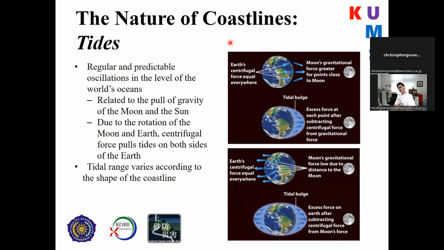And then when you look at it at a smaller scale, you realize that actually the coastlines are not regular either. Those coastlines are changing over time. And for those coastlines, one of the reasons behind it is the tides. The tides are regular and predictable oscillations in the sea level of the world ocean. They are related to the pull of gravity of the moon and the sun due to the rotation of the moon and the earth. They create a centrifugal force that pulls tides on both sides of the earth. Tidal range varies according to the shape of the coastline.